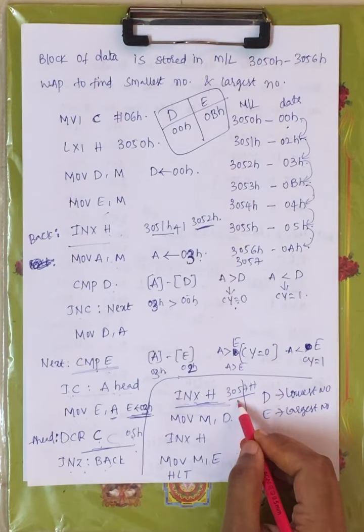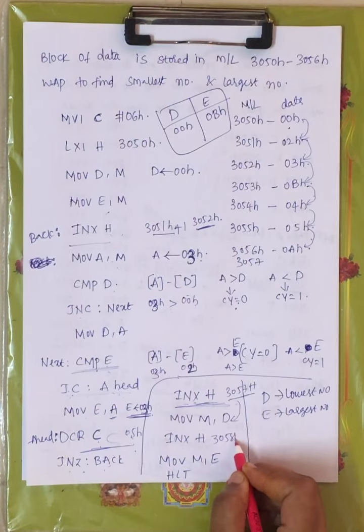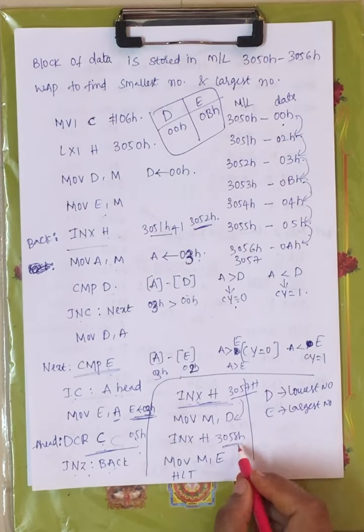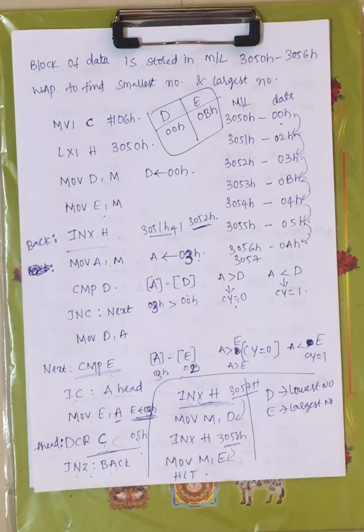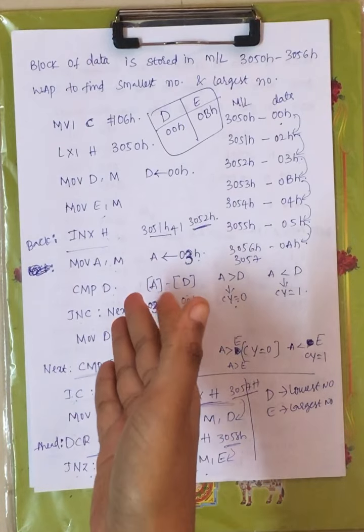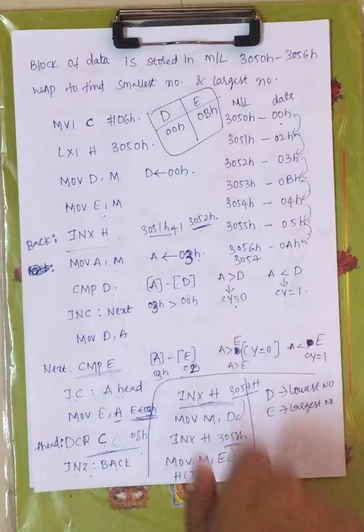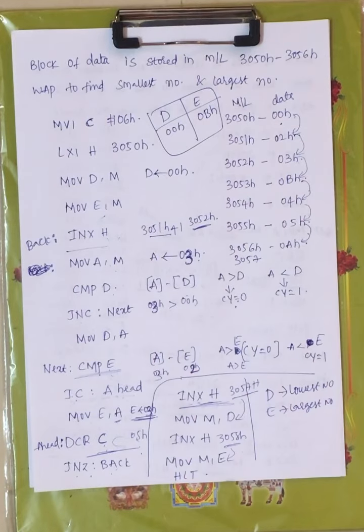To this memory location, we are moving the D value, that is 00H, and again incrementing H, 3058H, right? Now to this memory location, we are moving the largest number, halt operation, right? Now this is how to find the largest number and smallest number. You can follow this loop, you can understand this set of instructions, you can verify for every memory location and every data. This loop will continue, right? Now this is about how to find a largest number and a smallest number in a given block of data, right?